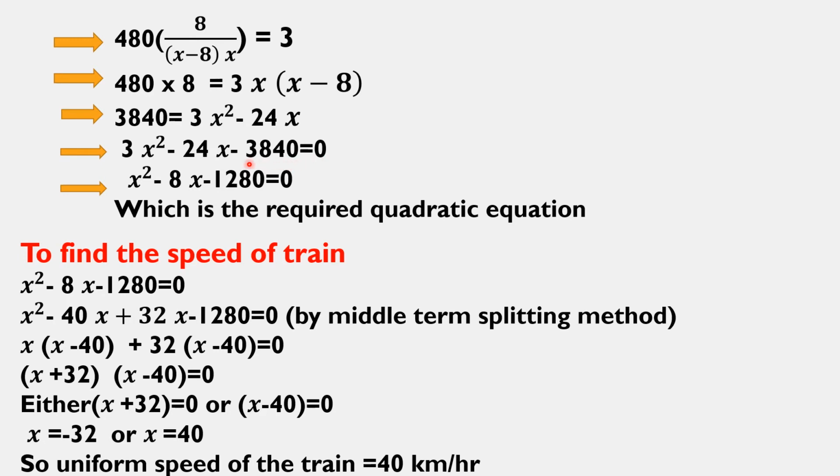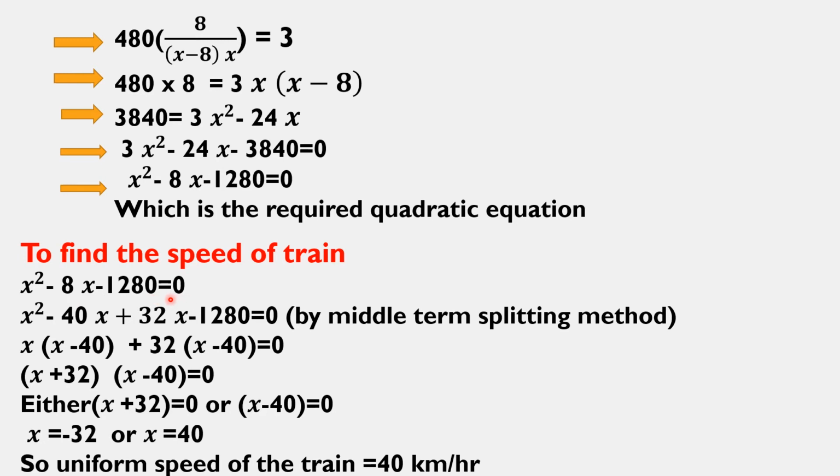Now here 3 is the common factor in the whole equation. So on taking 3 as a common factor, finally we get the equation x square minus 8x minus 1280 equals 0, which is the required quadratic equation. Now the next step is to find the speed of the train. Our quadratic equation is x square minus 8x minus 1280 equals 0.